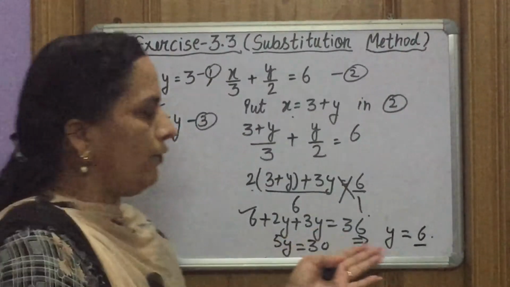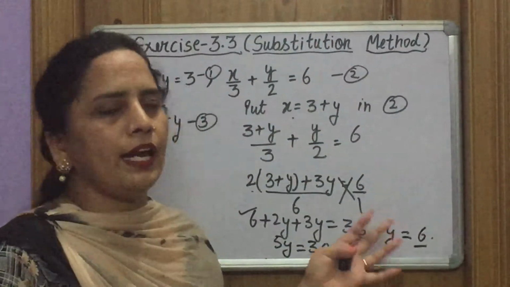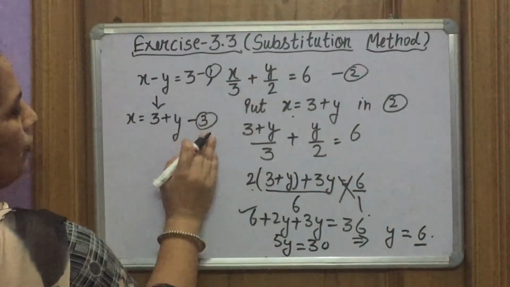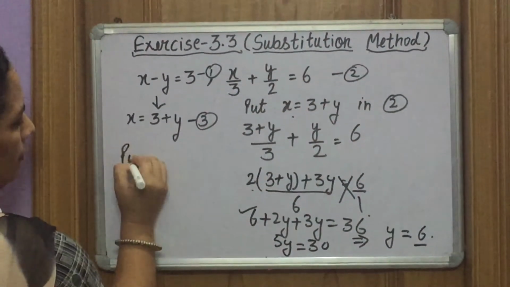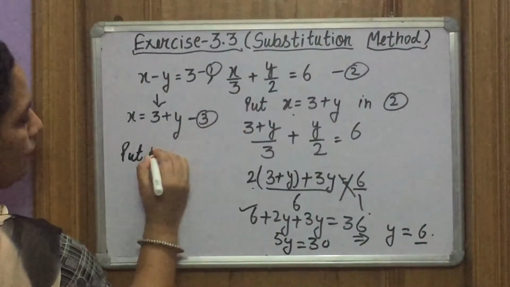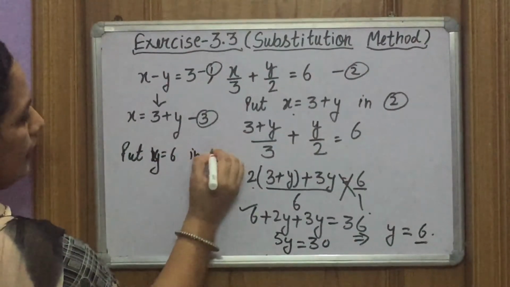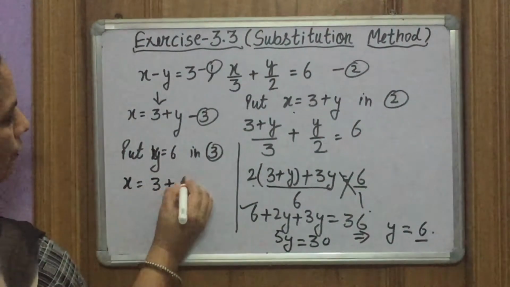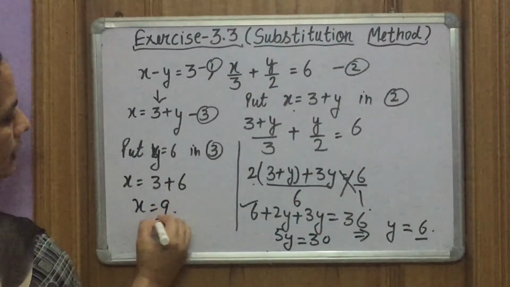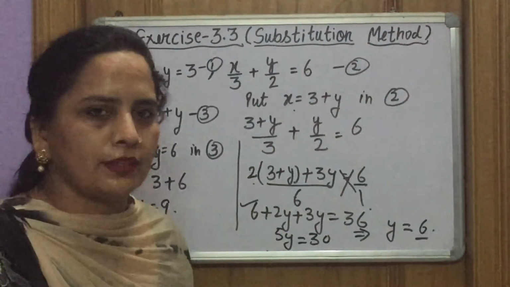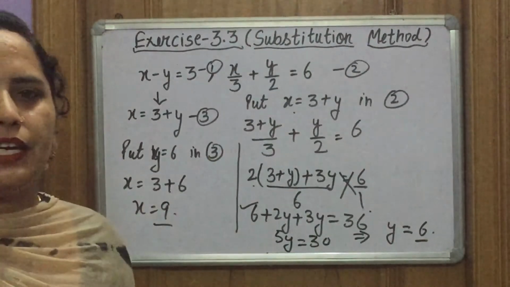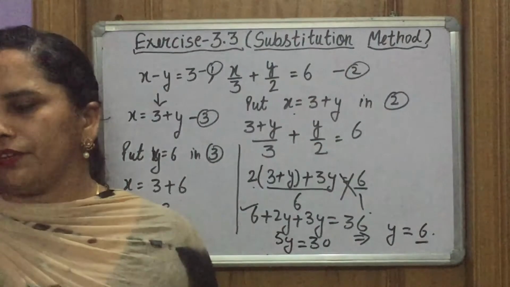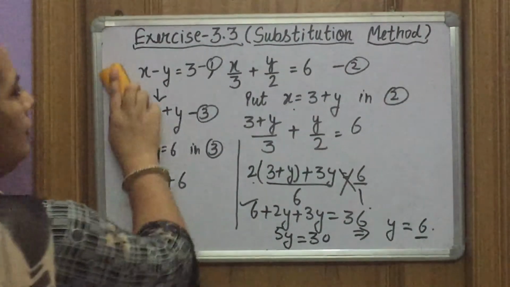Now we have the value of y, we have to find out the value of x also. Put this value in equation number third. Put y is equal to 6 in third. Then we get the value of x. So this is our substitution method. Find out the value of any variable from the first equation and substitute that value in the second equation.